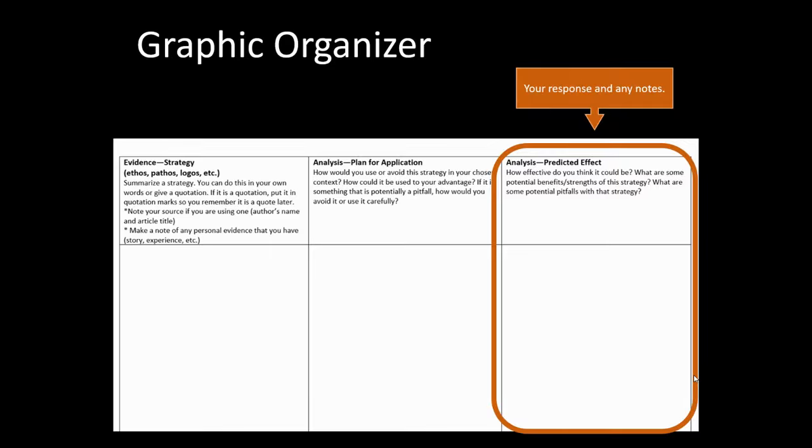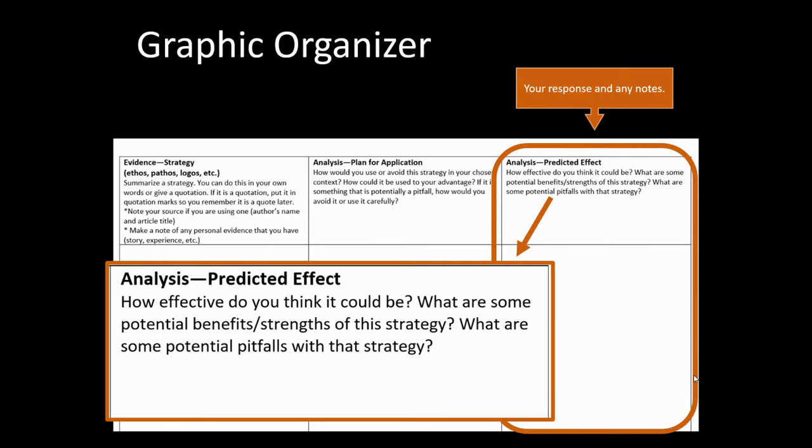And the third column is the predicted effect. How effective do you think this plan for the strategy could be? What are some potential benefits, strengths of the strategy? What are some potential pitfalls with the strategy? Basically, how well do you think it's going to work on your audience?